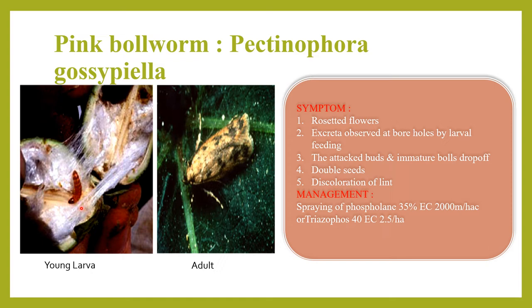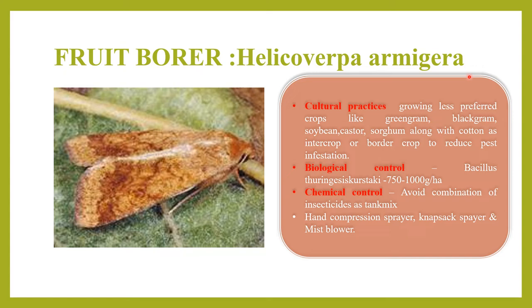It appears like this. Coming to the next pest of cotton, the fruit borer, Helicoverpa armigera. It is also a very important pest because it causes major loss to the crop. In this image you can see how the pest looks on the crop. For this fruit borer, you can follow management practices like cultural practices, biological control, and chemical control.